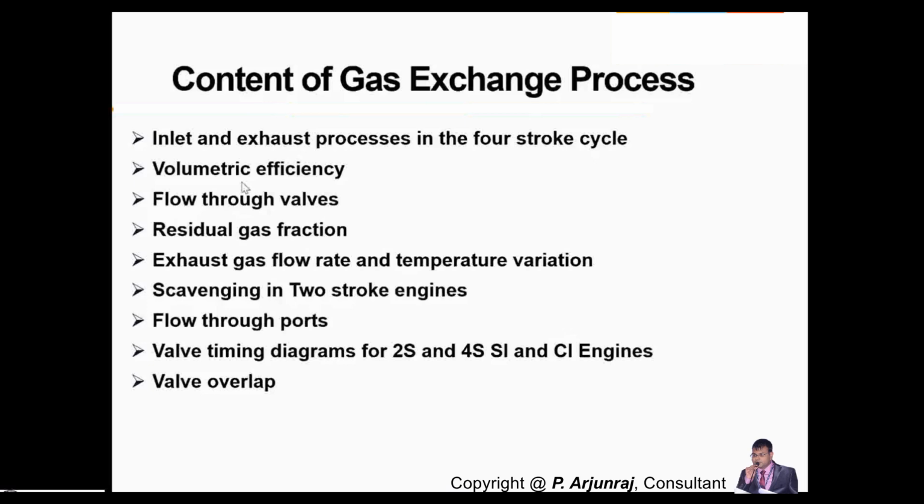And then I will just touch upon the exhaust gas flow rate and temperature variation, but I will not go in depth, I will just give you an overview. And you'll see the scavenging in the two-stroke engine. Scavenging is basically removing the exhaust gas from the exhaust system to the atmosphere by forcing air, by increasing the pressure of the inlet air, and expelling the exhaust gas to the exhaust system. You will see the scavenging and its types.